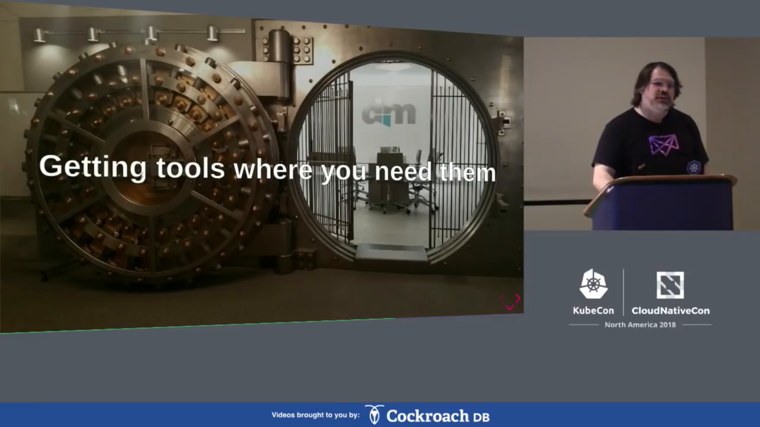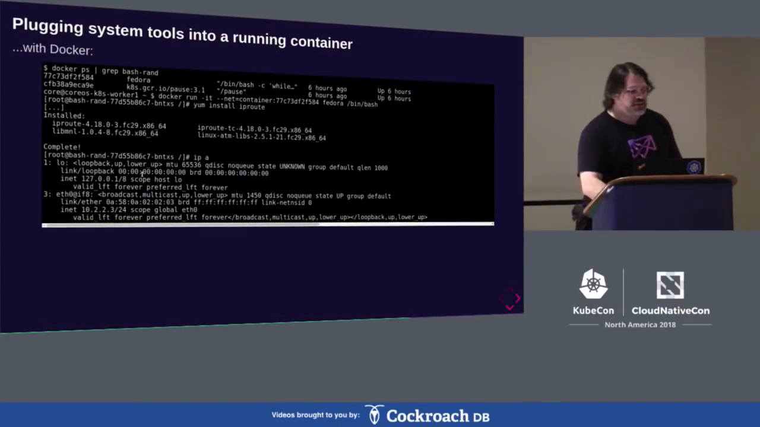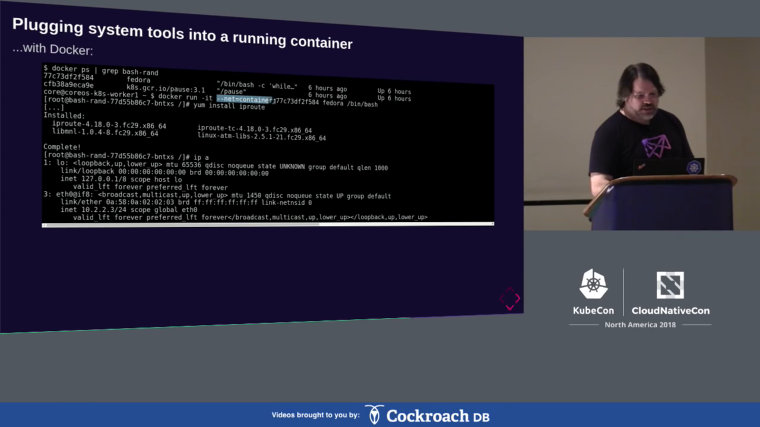Getting your tools in where you need them. So we have lots of tools in our toolbox now. How do we actually get them inside the containers to use them in some cases? If you've ever done this with Docker, you can easily plug one container into another container's network namespace with this --net=container. You just give it the container ID. It's basically the same way as when you do --net=host.